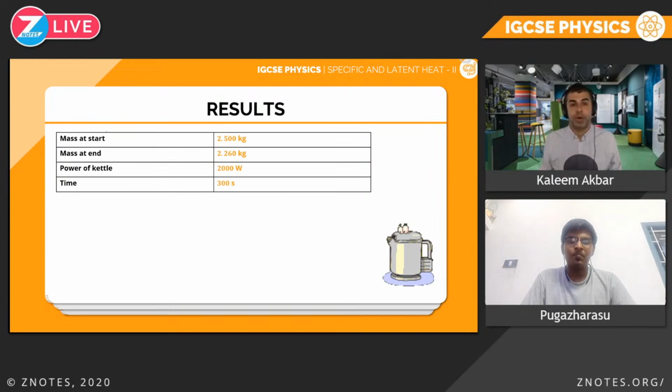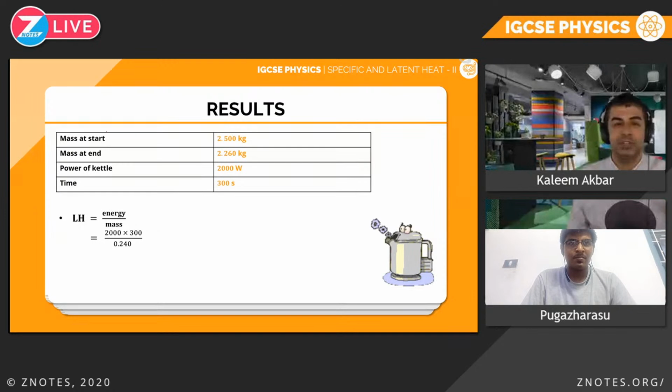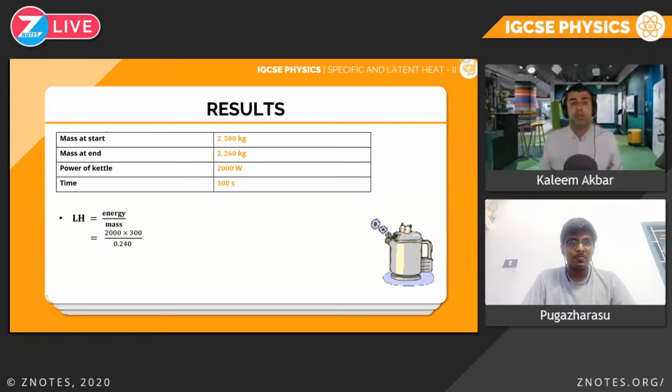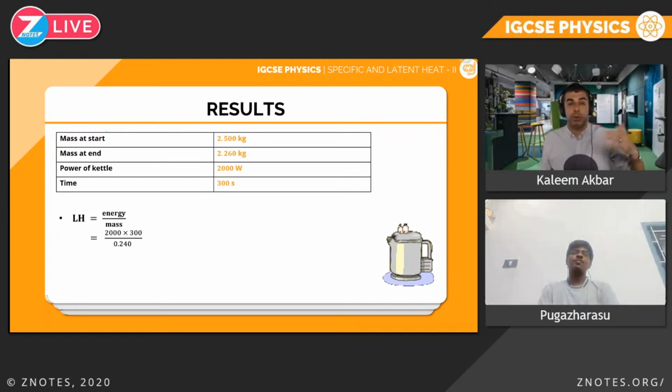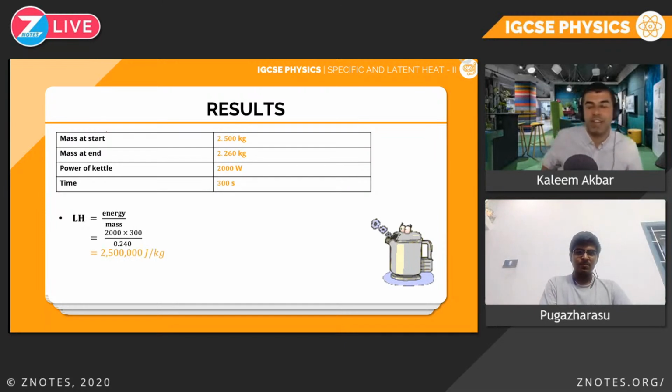All right? So latent heat equals energy over mass. This time it's power times time divided by mass, right? Because you don't need current and voltage. So 2000, which was the power of the kettle, times the time, which is 300, divided by the change in mass, okay? So 2.50 minus 2.26. Plug in the numbers and you get 2.5 million joules per kilogram.